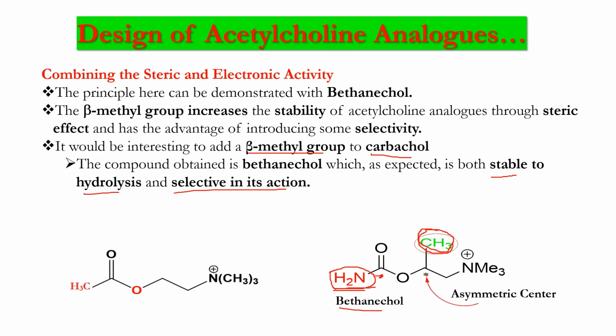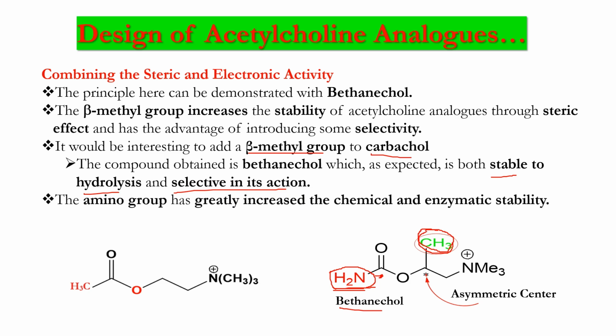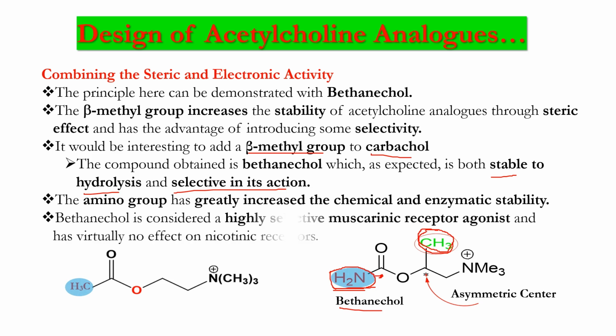It also has an asymmetric center, so being chiral is also an important characteristic of the molecule. The amino group has greatly increased the chemical and enzymatic stability, so that this molecule is highly resistant to the enzyme acetylcholinesterase. Bethanechol is considered a highly selective muscarinic receptor agonist because of the presence of the beta-methyl group, and has virtually no effect on nicotinic receptors. That means it is selective towards the muscarinic receptor.